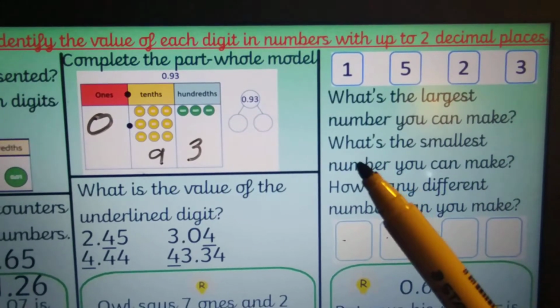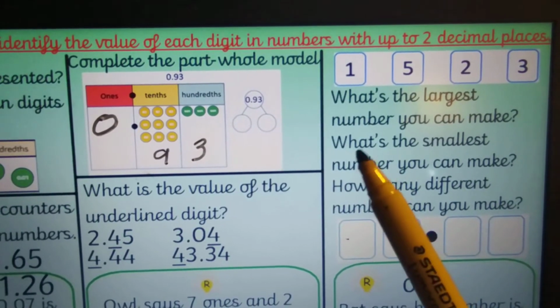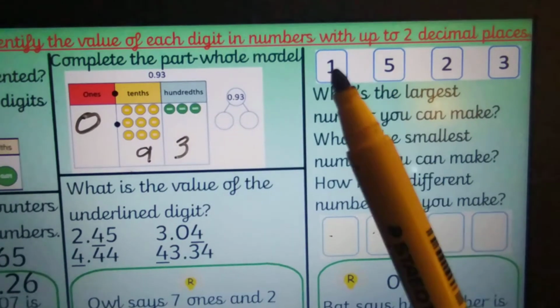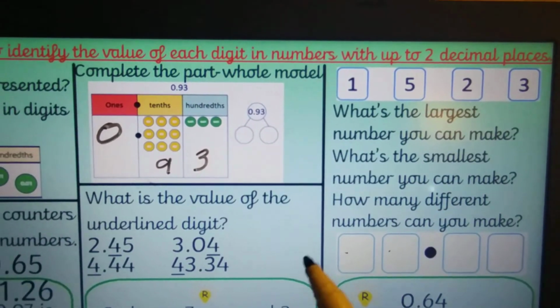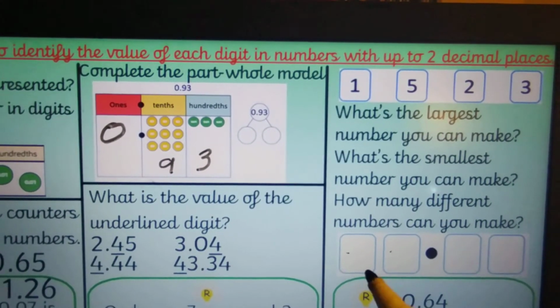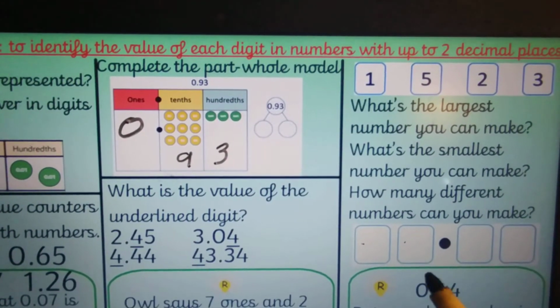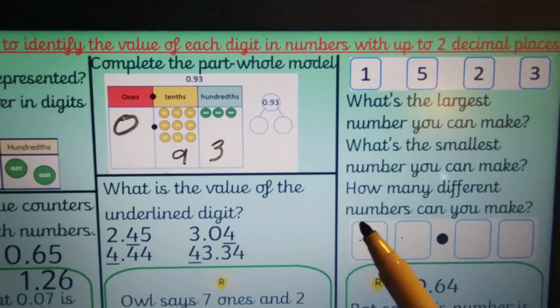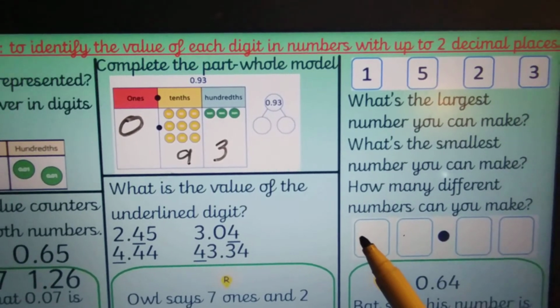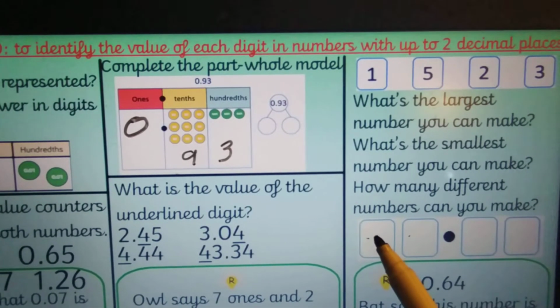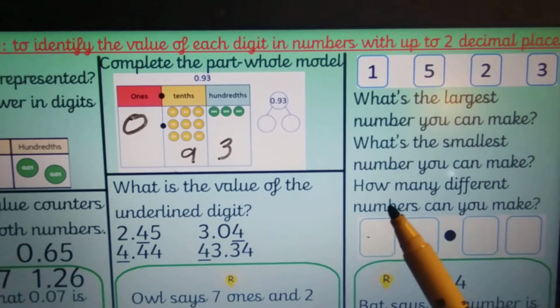So once you've found the largest one, your next question is, can you find the smallest number? So using the same cards, the 1, the 5, the 2 and the 3, what is the smallest possible number you can make? So you really need to focus in now on your place value understanding here. The tens needs to be the smallest number. Okay, you need to make the smallest number possible.